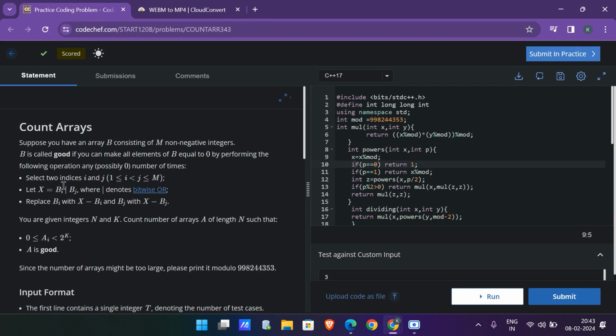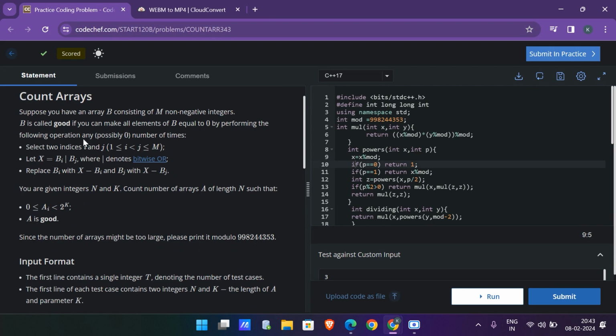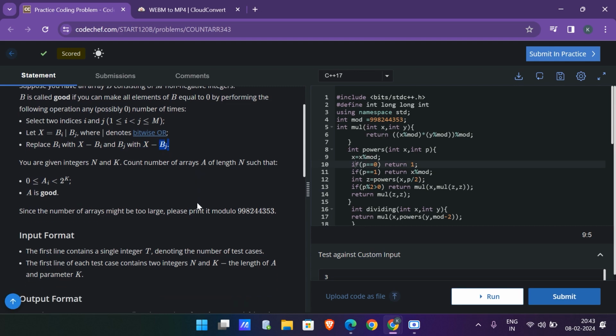Now the operation that you can perform is you can select any two elements I and J, and do an OR operation of both the elements. Now you get an OR result. After that, if you're standing at the ith index, you have to do that OR result minus the element present at the ith index, and for the jth index, the OR result minus the jth element. So let me make it more clear.